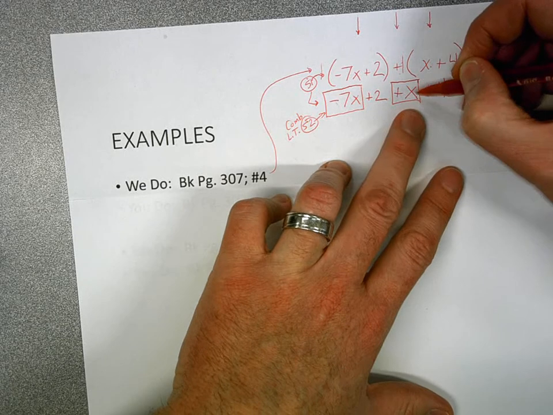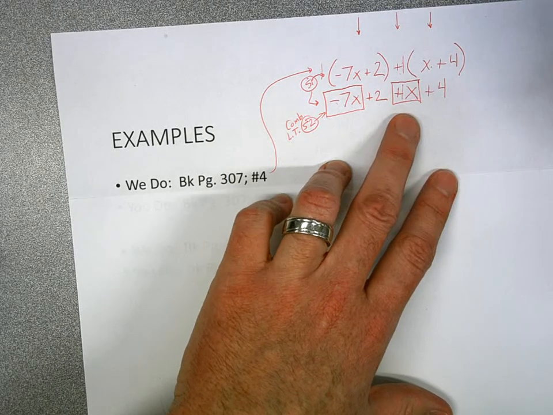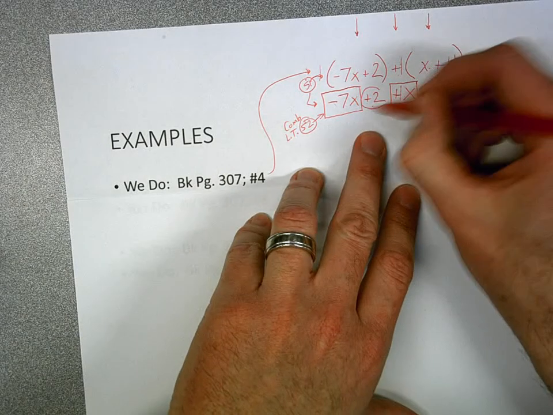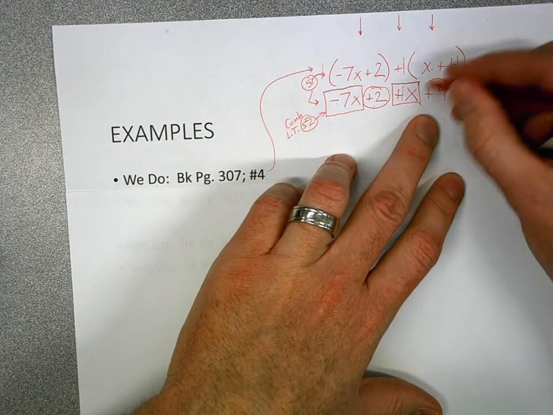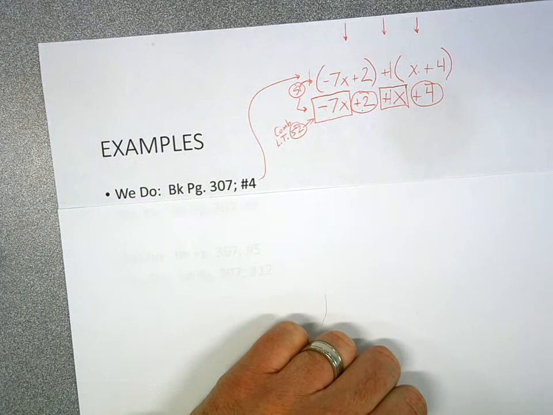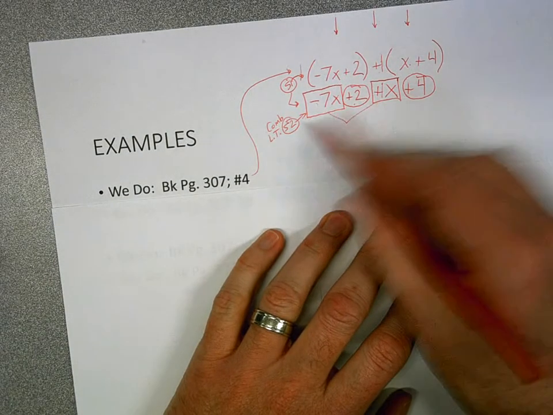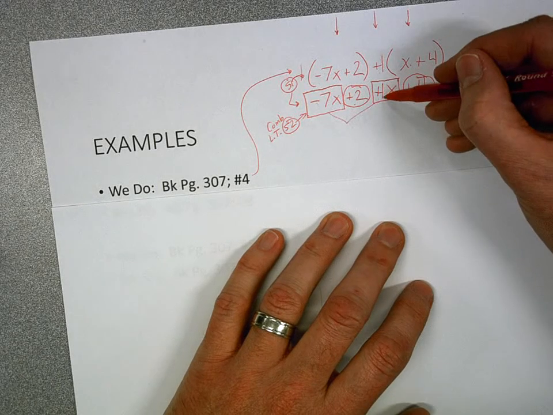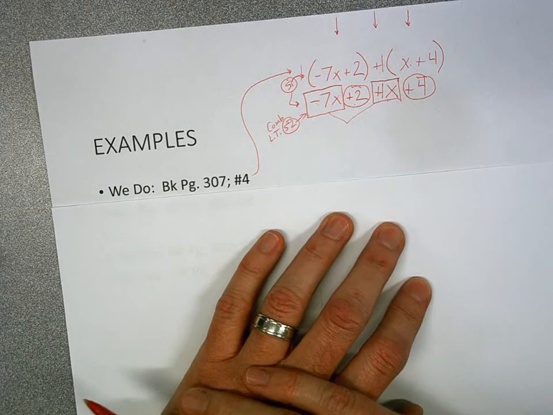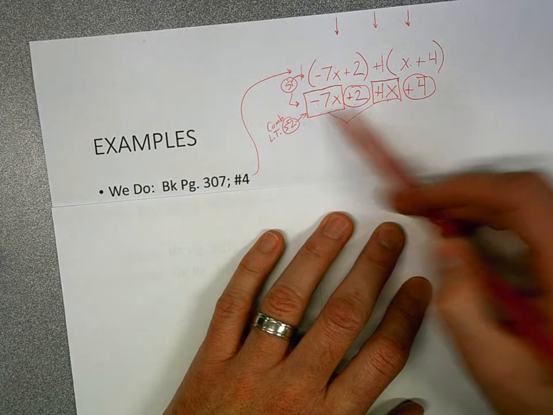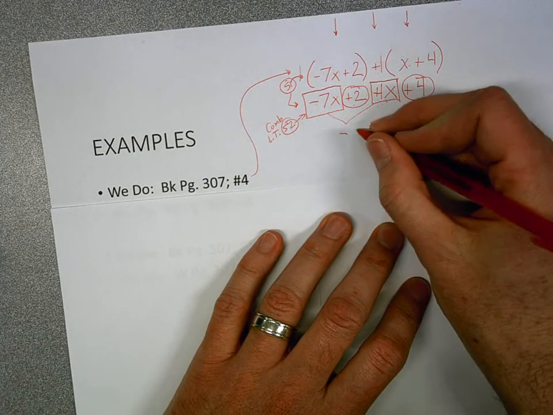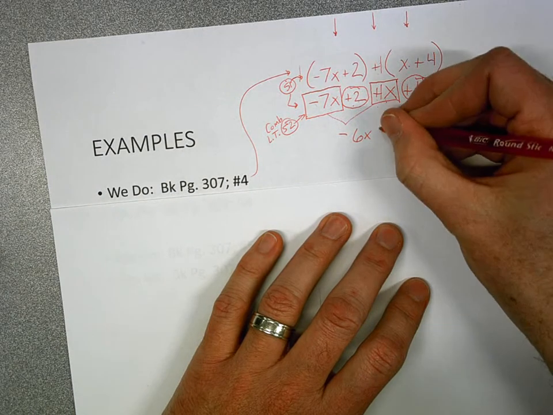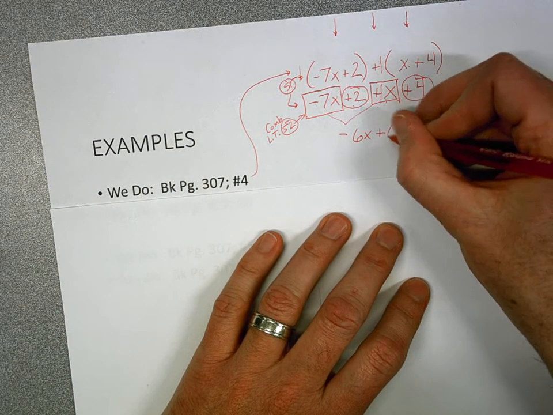This is a plus x or a plus 1x. Now, also, I have a constant here, a positive 2. I have a constant here, a positive 4. So when I combine these, negative 7 plus 1, I really recommend, at least for right now, many of us need to put a 1 in there because we may just ignore it and think it's 0. But this is a negative 7 plus 1, which gives us a negative 6x. And then we have a positive 2 plus 4, which gives us a positive 6.